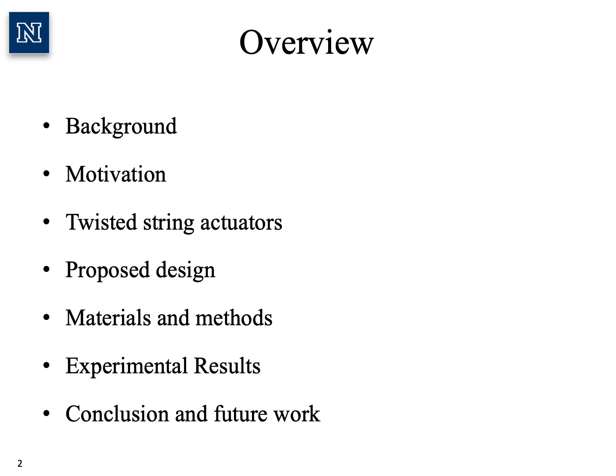The overview of my presentation is as follows. First, I will talk about the background of our work, where I will introduce the concepts of soft robots and artificial muscles. Then I will discuss our motivation for doing this project. Next, I will introduce twisted string actuators and their properties. After that, I will get into the details of the design of the proposed robotic manipulator, the materials and methods used to realize it, and the experimental results, which include experimental characterization, modeling, and control of the behavior of the manipulator. Finally, I will conclude my presentation with comments on future work.